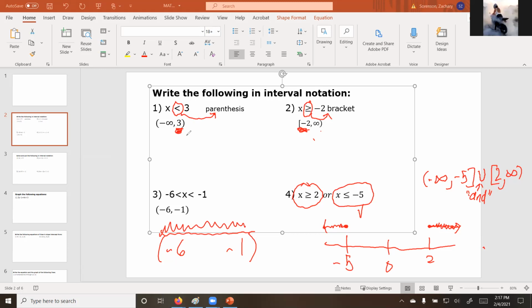That makes sense? So greater than or less than, we use a bracket? Oh, no, sorry. Greater than or less than, we use a parentheses. Okay, but greater than and equal to. Yes, anytime you have this or this, those are going to be brackets. Anytime you have this or any infinities, those are going to be parentheses. Good. Okay. Any other questions? Great.